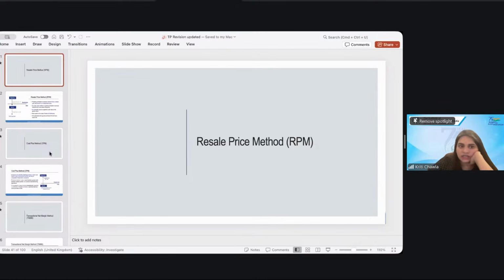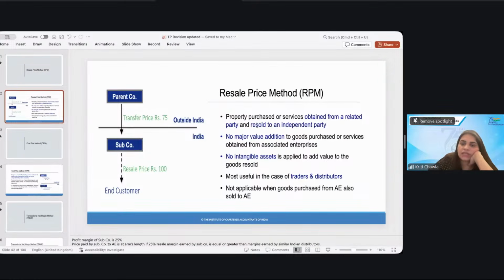The next kind of method that we have is the resale price method. In the resale price method, the property purchased or services obtained from a related party are resold to an independent party. This is the reason they call it a resale price method. So let's say that there is a parent company outside India and they want to sell some products to India. So what they do is they sell it to a subsidiary company in India, and the subsidiary company sells it to the end customer in India.